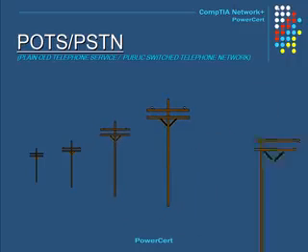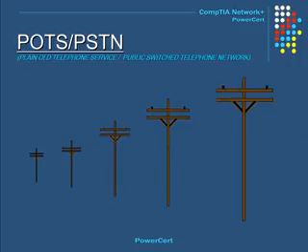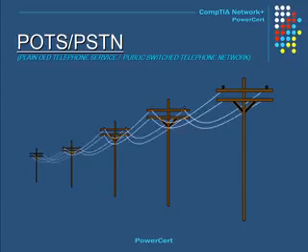POTS/PSTN stands for Plain Old Telephone Service and Public Switched Telephone Network. And these are just your plain old telephone lines. And these are slowly becoming obsolete by people who use the Internet because of their slow speeds. So if you have ever used a high-speed Internet, such as broadband, you will never go back to using the slow speeds of 56K, which is the speed of a standard dial-up modem. However, telephone lines do have an advantage, and that is that they are basically everywhere, and they are fairly cheap to use.